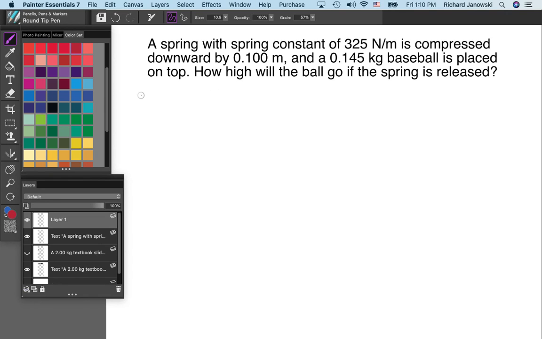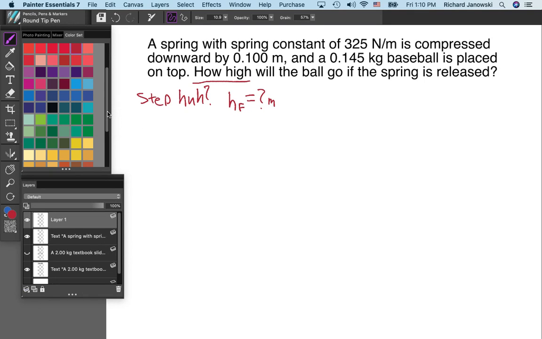So we will start off with step, What are we looking for? So we're looking for how high will the ball go if the spring is released? So really what we want is the height final at the end of this problem. So that will be question mark. And the units for this, it's a height. It's going to be units of meters.